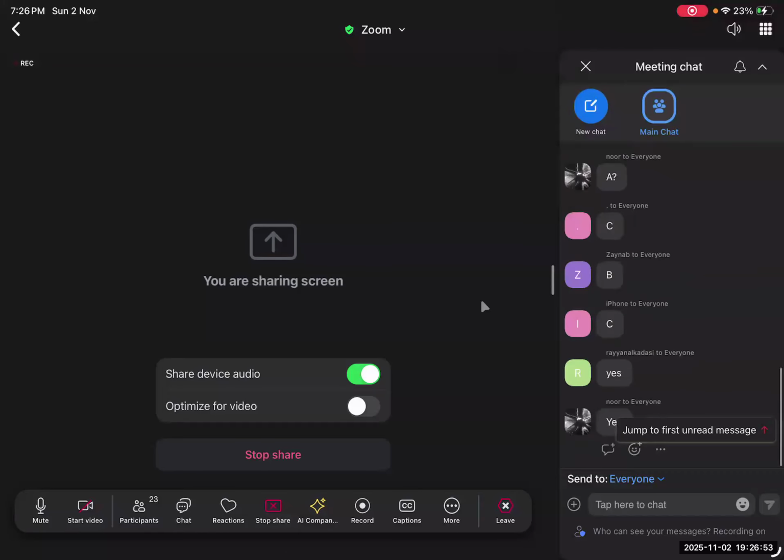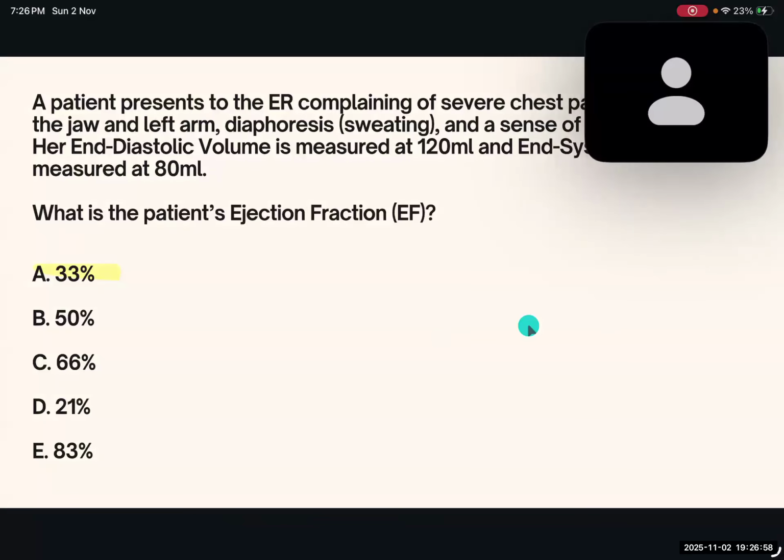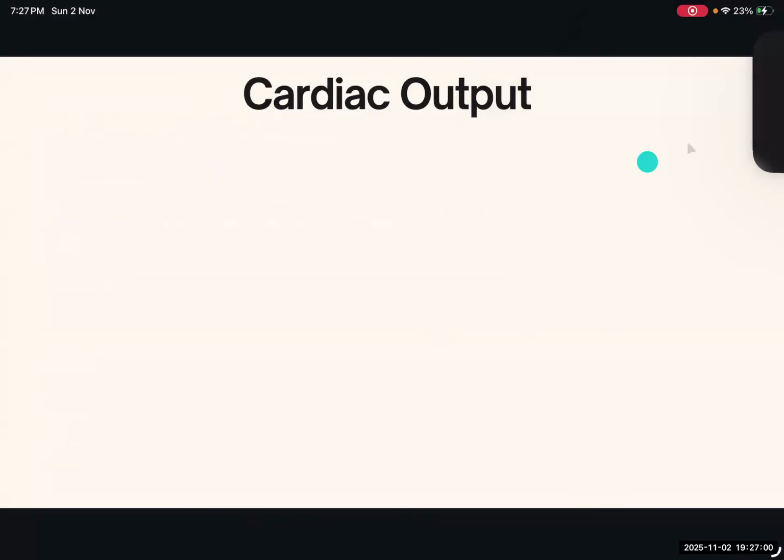Okay, wonderful. Fantastic. That's great to hear. Now let's do another question. Oh, first we're going to talk about cardiac output, and then we're going to do more questions.